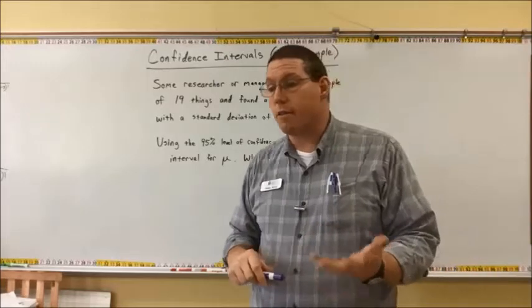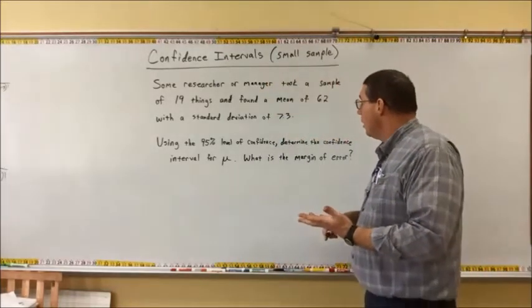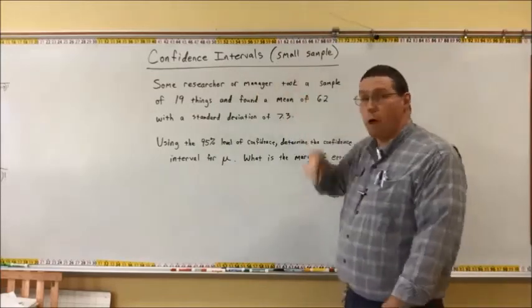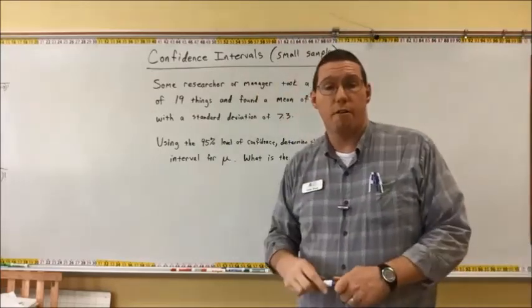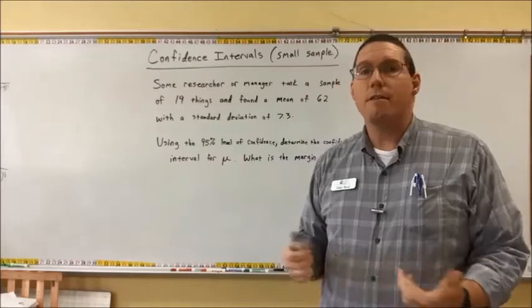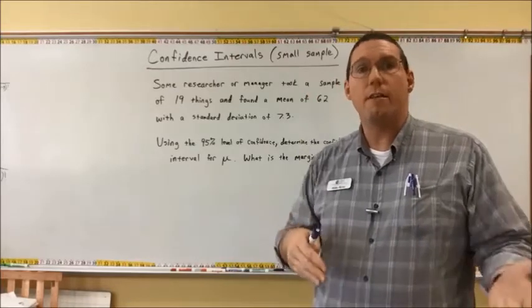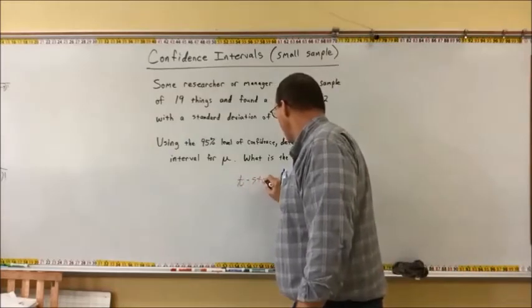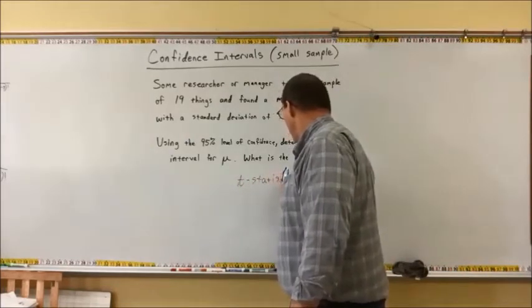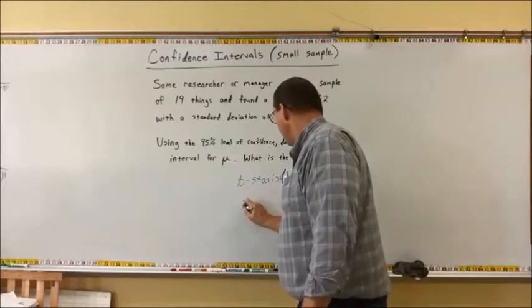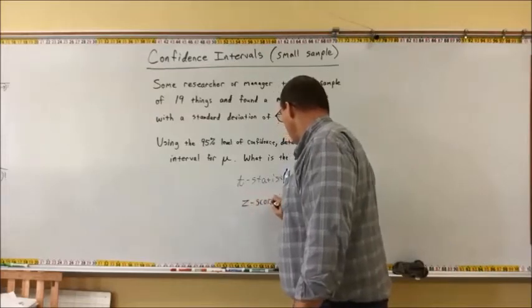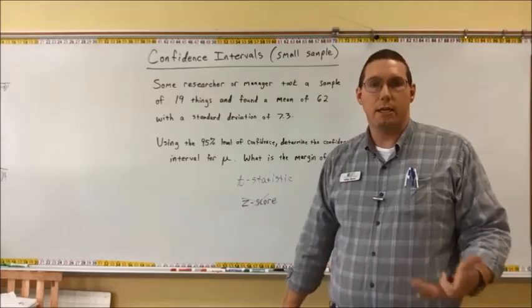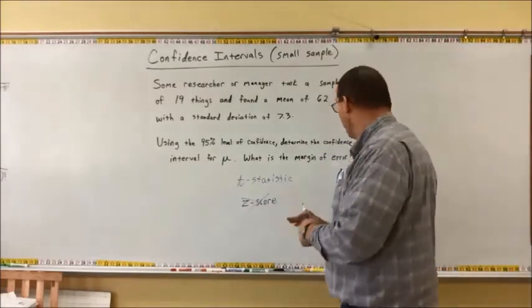But the idea here is the only difference in doing a confidence interval for a small sample versus doing a confidence interval for a larger sample is that you're going to get a t-statistic. You're going to use the t-statistic instead of the z-score. Okay, so we are not going to use the z-table. We're going to use the t-table. Okay, that's the only real difference.